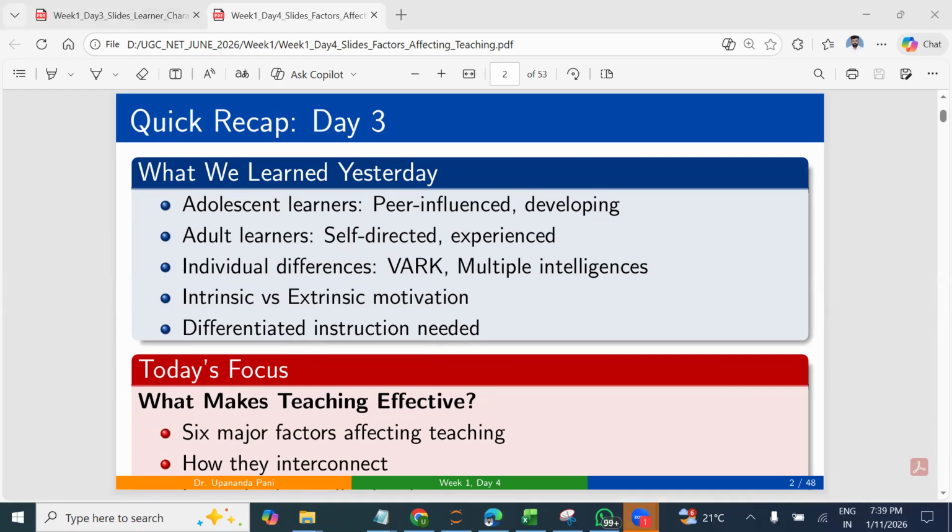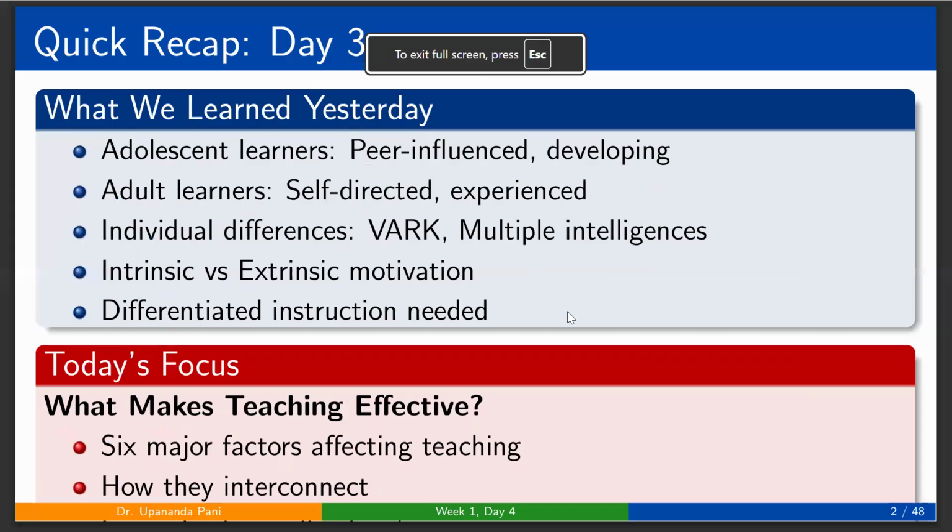Thank you all. We will recap again. Karishma also has rightly mentioned. Now, differentiated instruction is needed. That is what we have understood: because your learners are different, you actually need different types of instruction according to your learners.